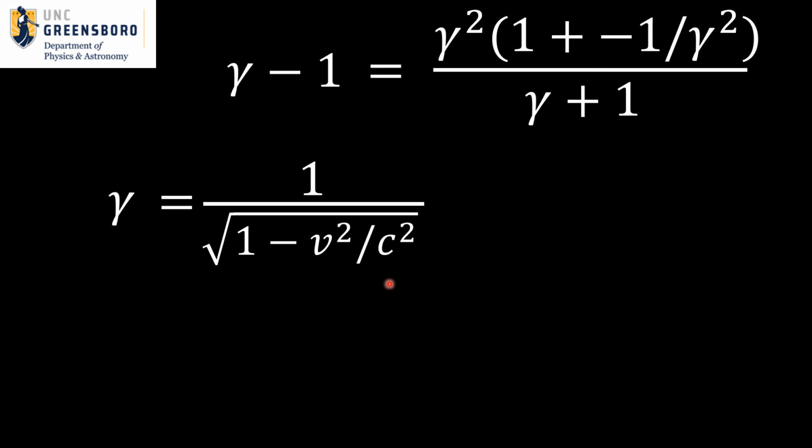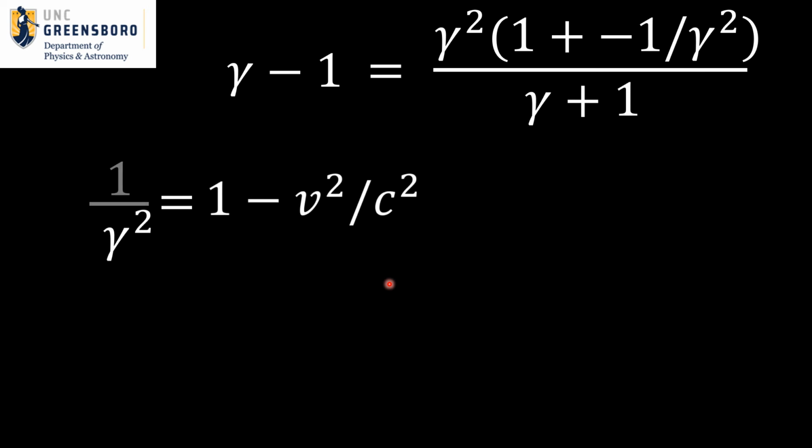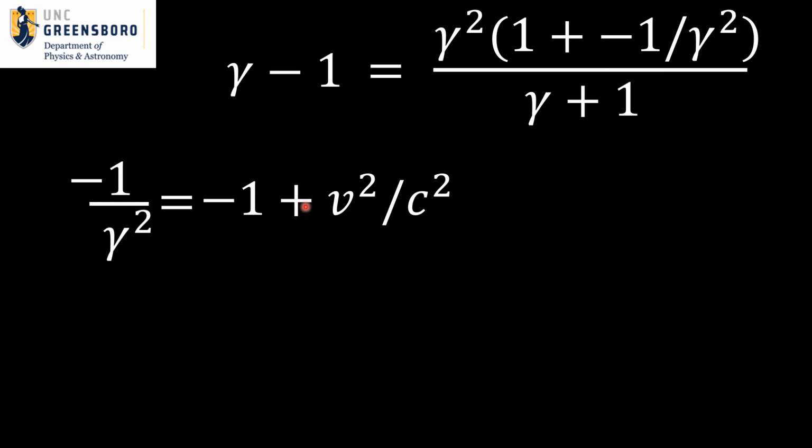Remember that gamma is just 1 over the square root of 1 minus v squared over c squared. Okay. So now we're going to do gamma squared. That gets rid of the square root. Now we're going to take the reciprocal of both sides. So now we've done the reciprocal of both sides. And now the last step, we're going to do the negative of both sides. So we're going to put a -1 here, and then this becomes -1, and this becomes plus.